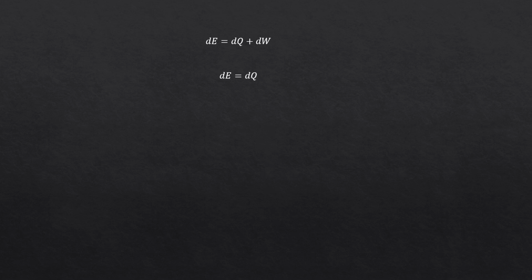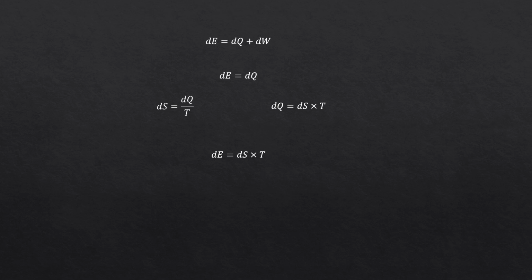Now we're going to put in our equation for entropy. The rate of change of entropy is equal to the rate of change of heat divided by the absolute temperature in Kelvin. We're going to rearrange this to make dQ the subject, so multiply both sides by capital T to get the following expression. Now we're going to substitute this into the expression above, so we get dE equals dS times T.